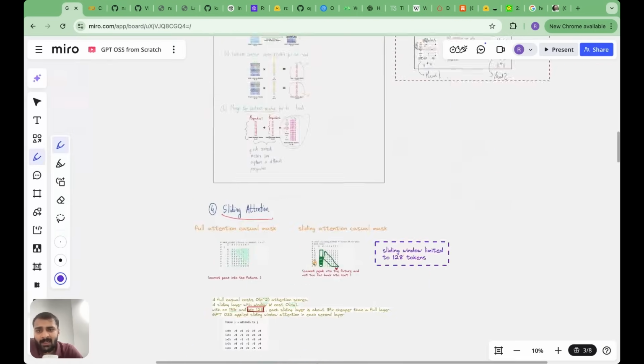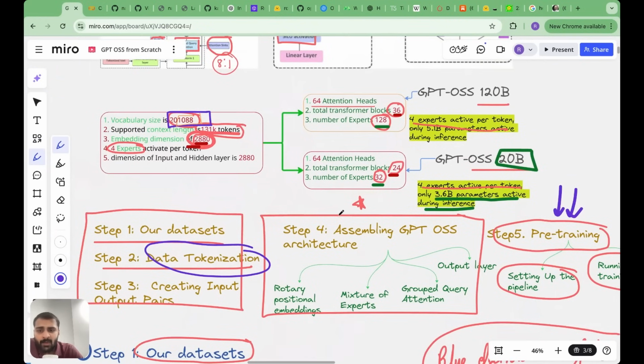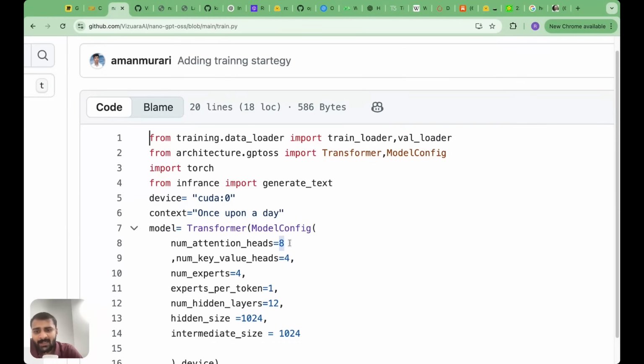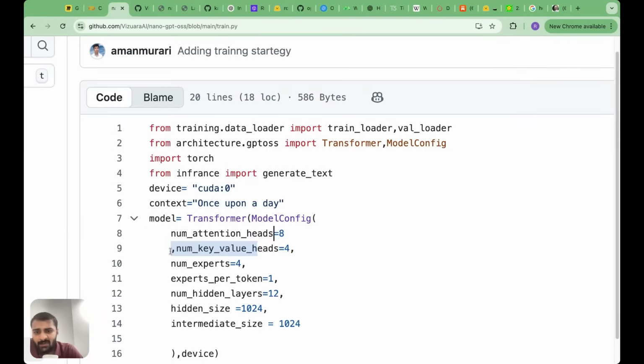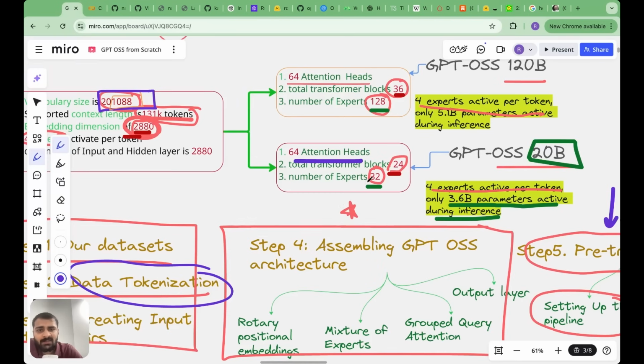So if you look at the GPT-OSS 20 billion architecture, right? If you look at this architecture, they used 64 attention heads. We are going ahead with 8 attention heads. Number of key value heads: the grouped query attention is 4 is to 1. They used 8 is to 1. Number of experts is 4, whereas they used the number of experts as 32.